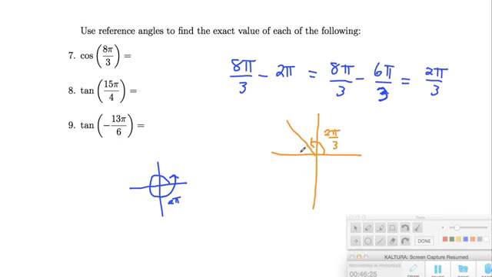So the reference angle is actually pi over 3 here, right? Because you need another 1/3 to get to the pi. Now with a pi over 3, remember that the x-coordinate is 1/2. The y-coordinate is square root of 3 over 2. And remember that when you're in quadrant 2, x is negative and y is positive. So it looks like this. So if we're asked for cosine of 8 pi over 3, remember cosine is the x-coordinate. So this is just equal to negative 1/2.